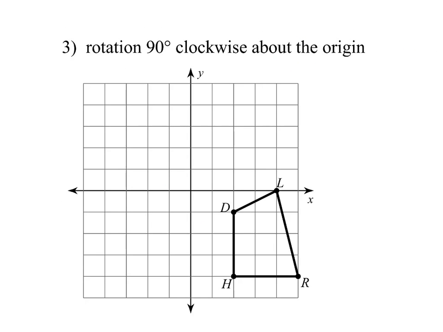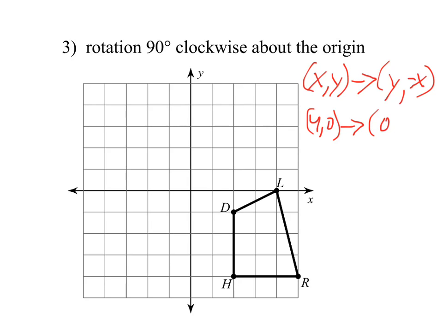Moving on to 3, if you're going to go clockwise around the origin, you can do x, y goes to y, negative x. So you change the order of the coordinates, and you change the sign on your new second coordinate. So if you take a point like L, L is currently at 4, 0. Change the order, 0, 4, and change the sign on your second one, so now it's 0, negative 4. And that gives me my new L. So there's my L prime.